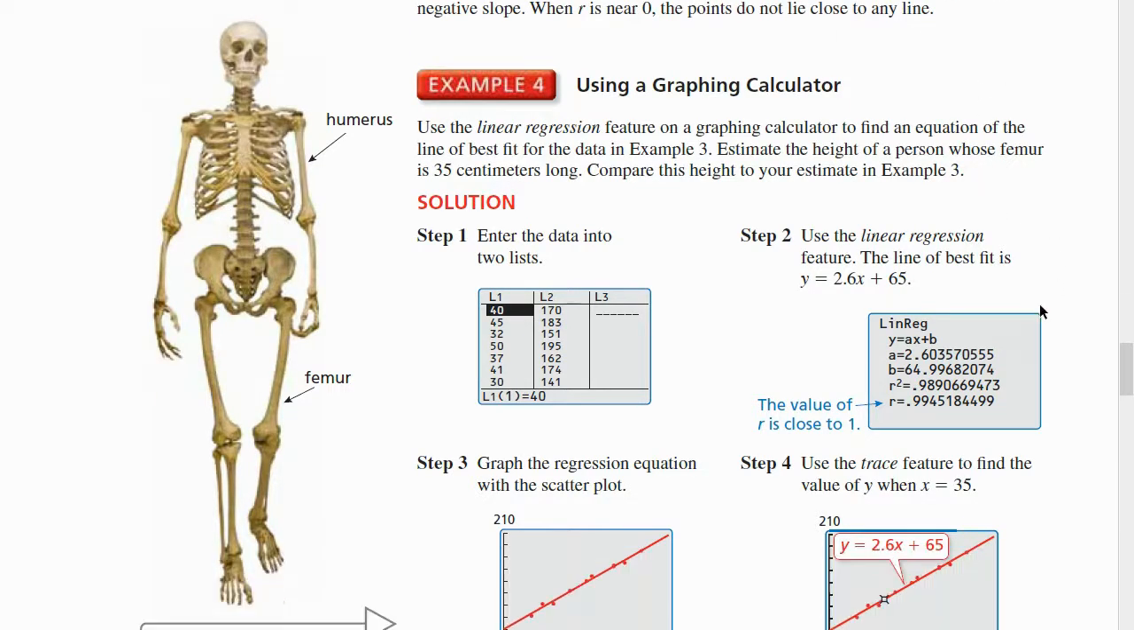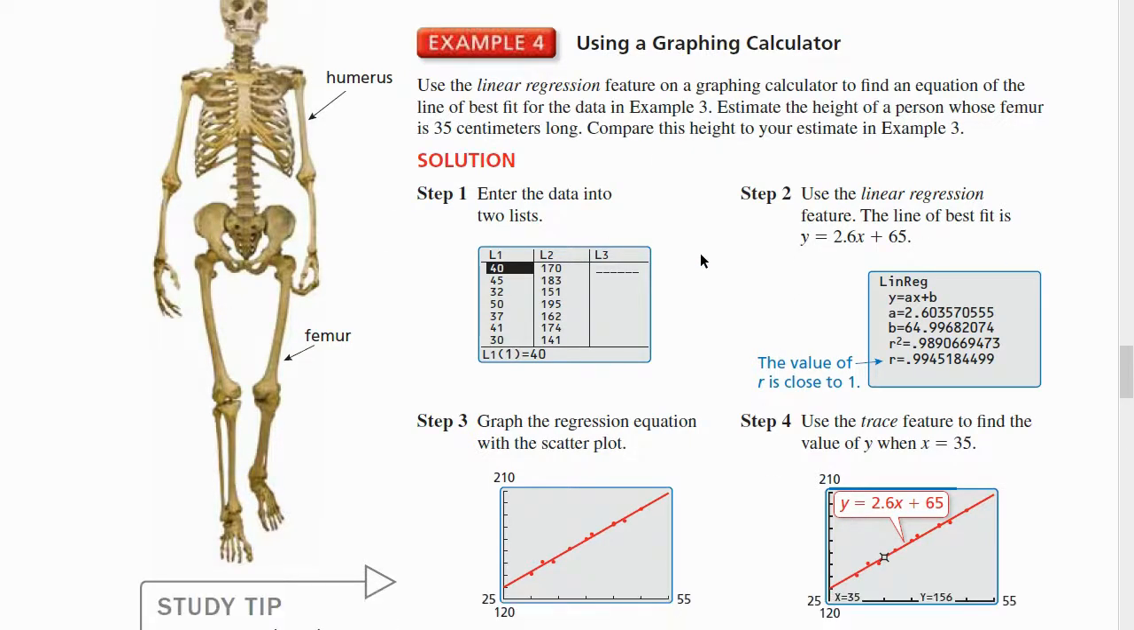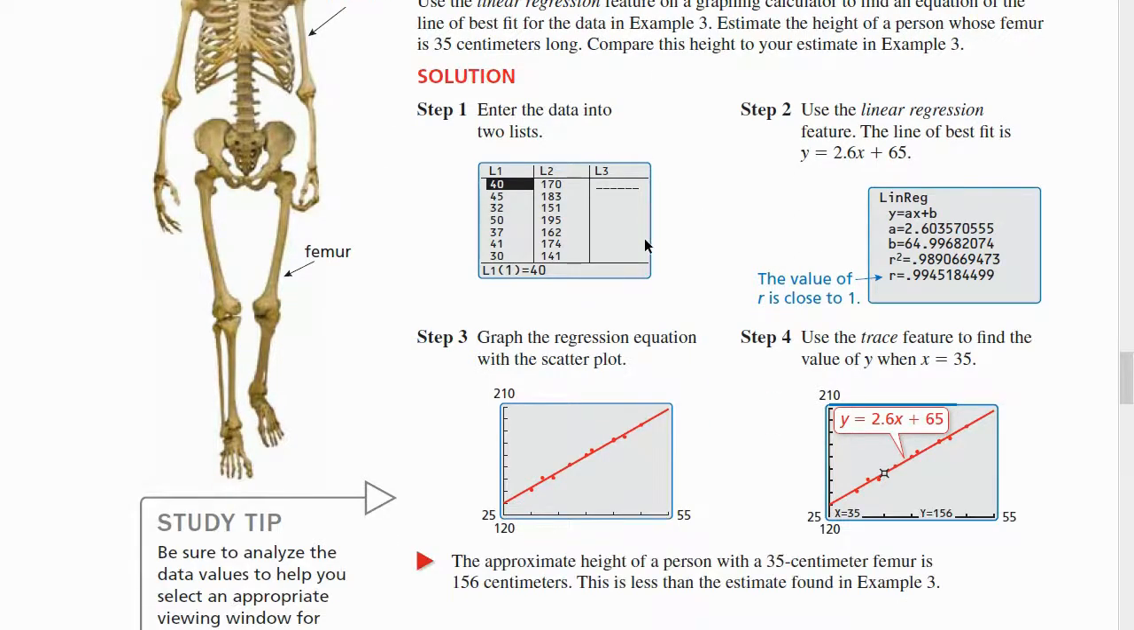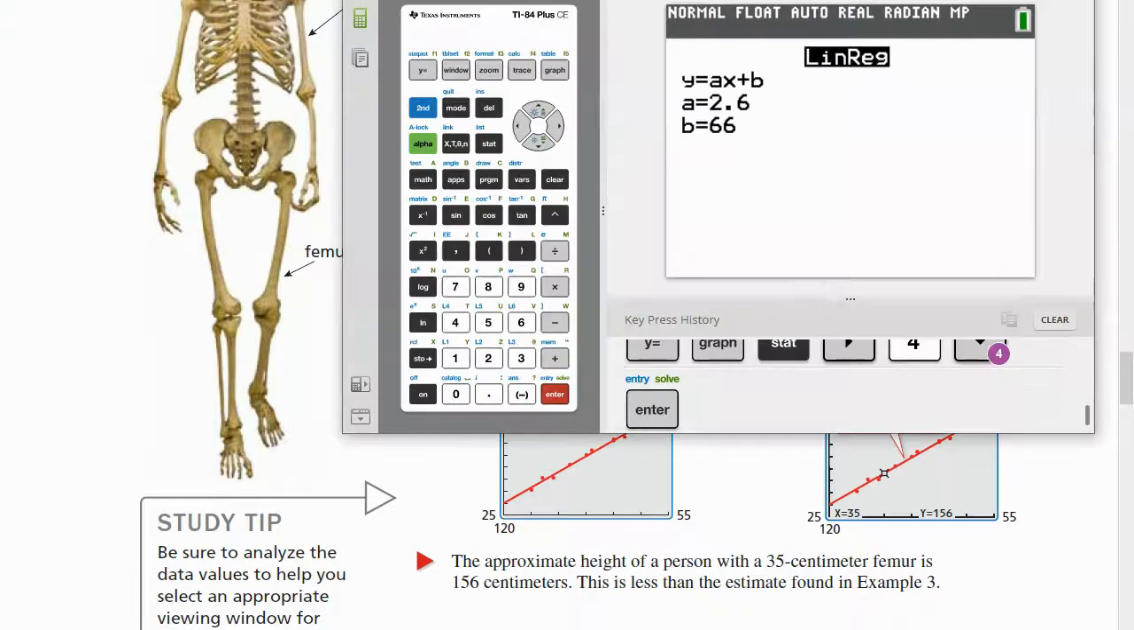So here's an example of how we could do that in our calculator. Let's take the same problem from a second ago, but notice they're going to actually put these all in here, and then I'm going to show you how to come up with this R value, which we call the correlation coefficient. So to enter the data into your calculator, we already discussed that.